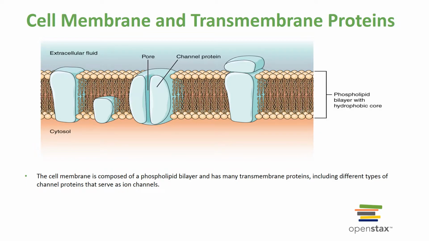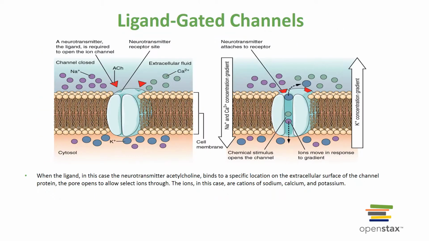Here you can see some examples of the cell membrane and transmembrane proteins which make up the different types of channels that we just discussed. Here is an example of a ligand-gated channel or chemically gated channel where a neurotransmitter or chemical binds to its appropriate receptor site on the protein, which opens the channel.